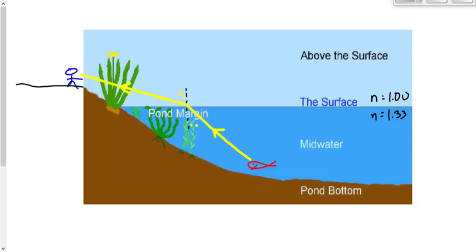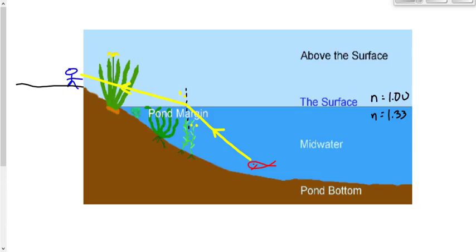Theta 2 is going to be bigger than theta 1. Still refracts, okay, but the theta 2 is going to be bigger. This ray of light I chose because it's this ray of light that actually refracts into the eyes of the person standing at the edge of the pond, and therefore it's this ray of light that allows the person to see that part of the fish. Does that make sense?